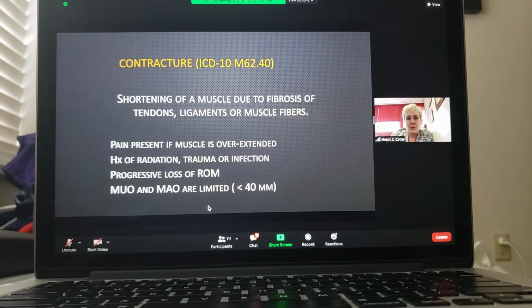It won't move. So if you're suspecting contracture is occurring because of this progressive loss of range of motion, the goal is to try and stop the progression, because you won't be able to get it back if it's a true contracture with fibrosis. You can stop the progression generally with exercise, physical therapy, but the patients have to be very compliant with it.